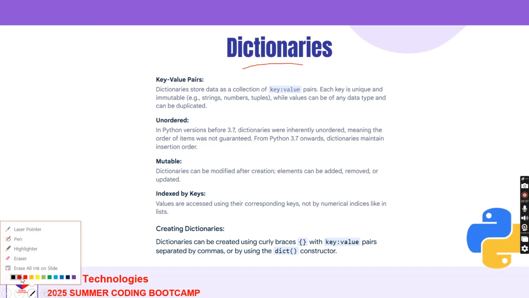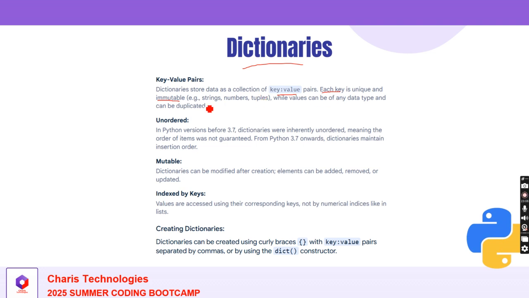So dictionaries store data as a collection of key value pairs. What do you mean by that? They store data in pairs, so we have the key and then we have the value. Each key is unique and immutable, right? Now dictionaries themselves are mutable. You can change the items in the dictionary except the key. You cannot change keys, right?